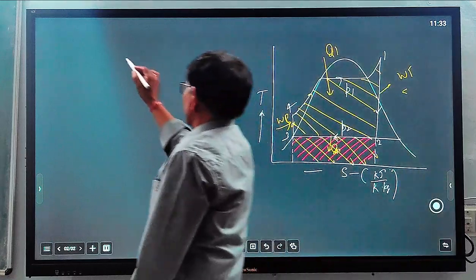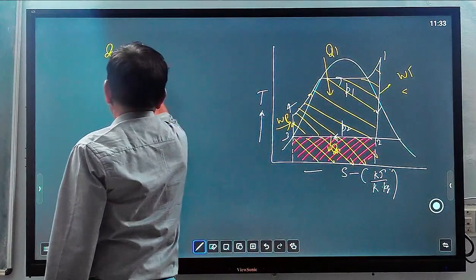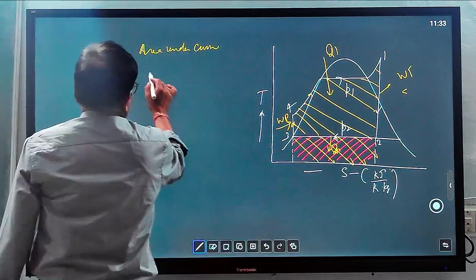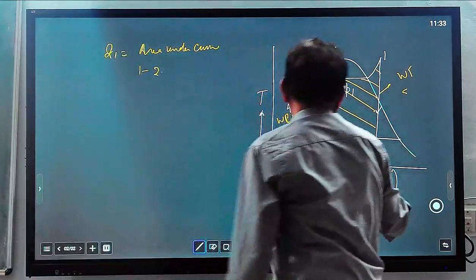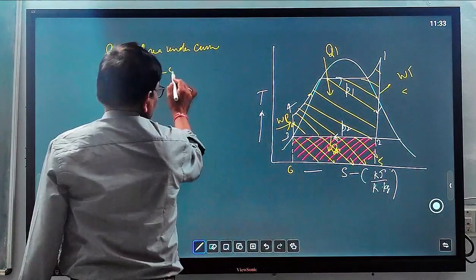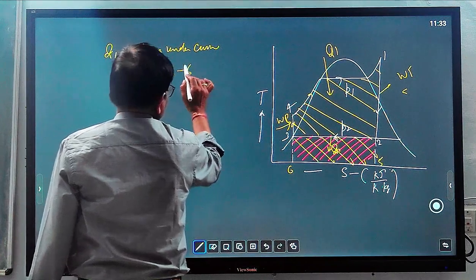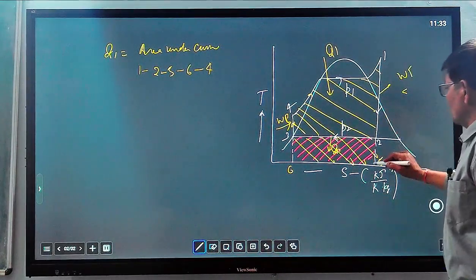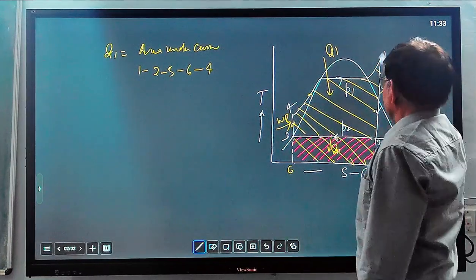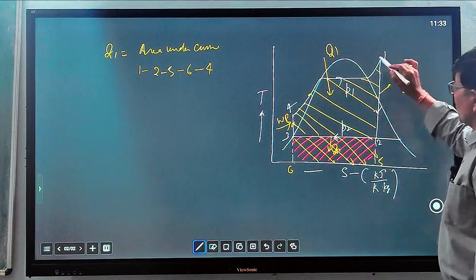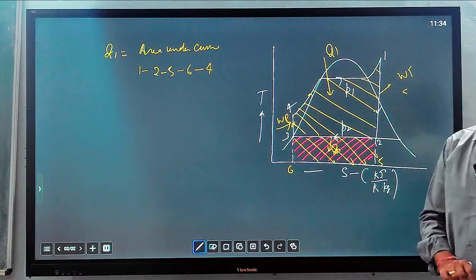Q1 means the whole area of this diagram. What will Q1 be? Q1 equals the area under the curve 1, 2, and taking points 5 and 6, the area 1, 2, 5, 6, 4. The whole area will come under Q1, because the heat addition process takes place from 4 to 1. So the whole area will come under this process.